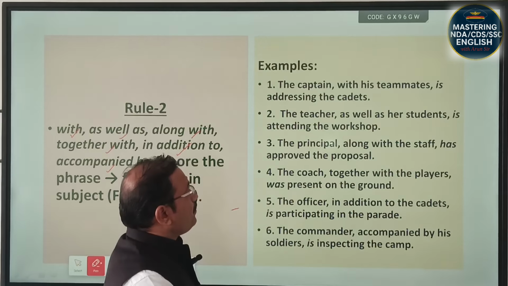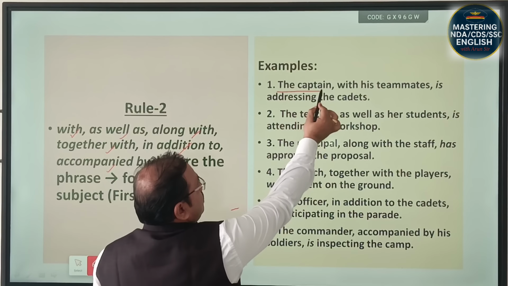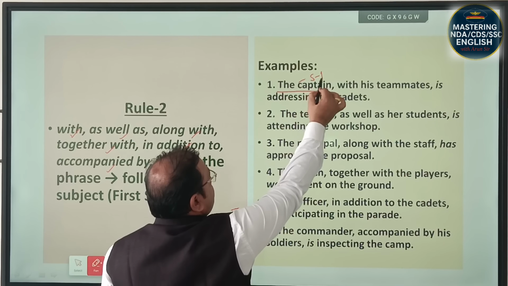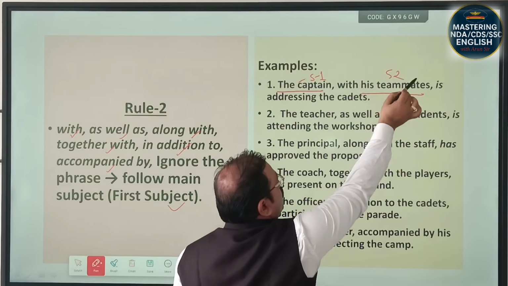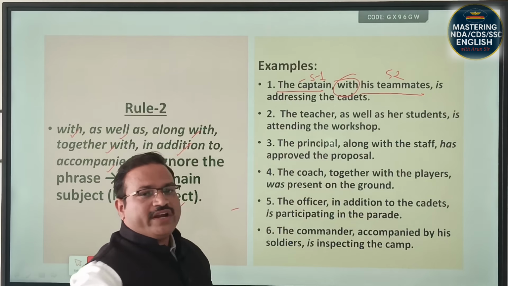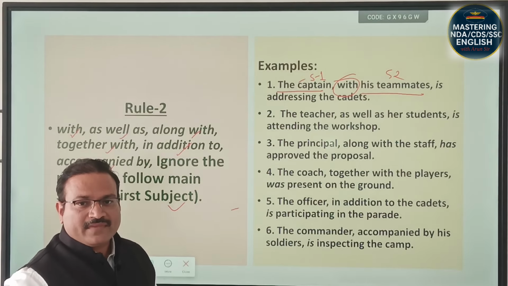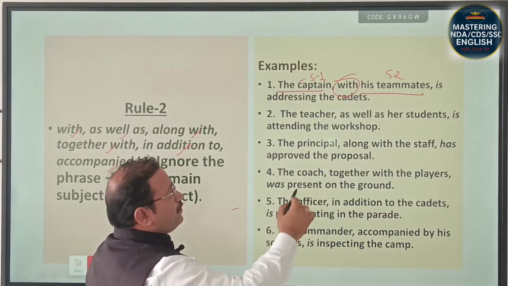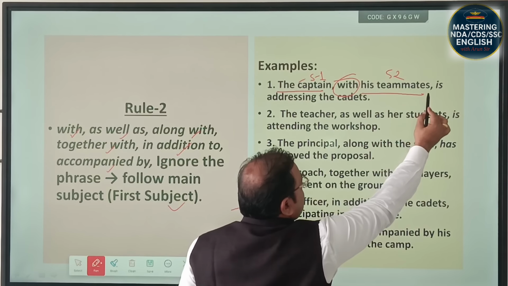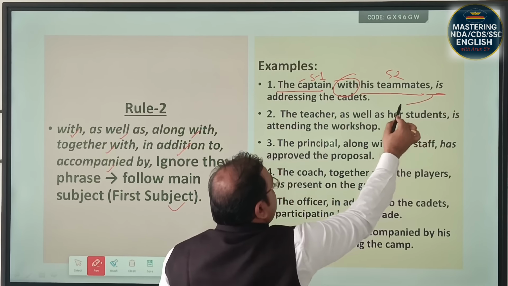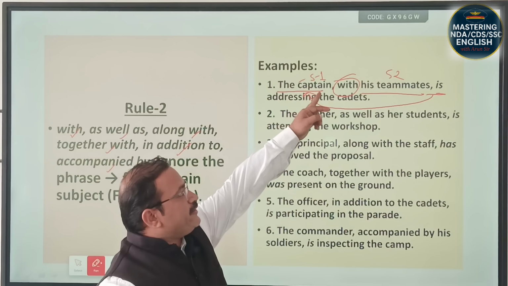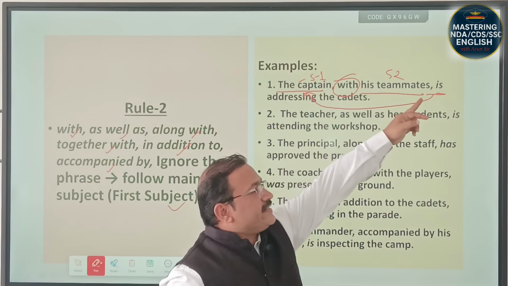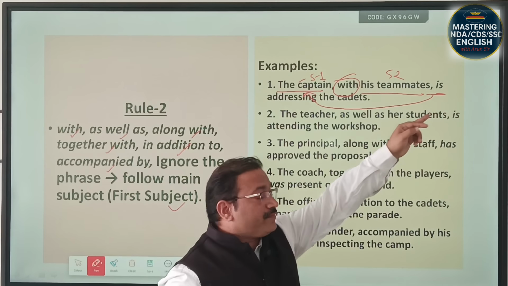Let's understand. The captain, subject 1, with his teammates, subject 2, both are joined by with. Then according to the rule, verb will agree with the subject 1, the captain. The captain is singular here, so we'll take singular verb is.